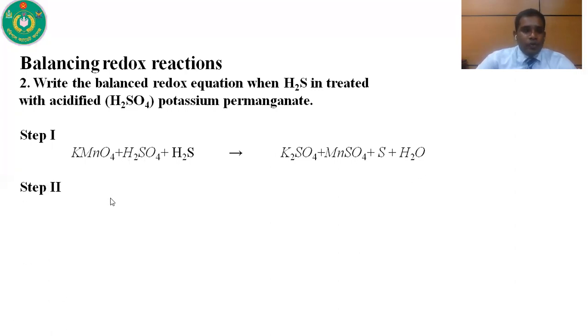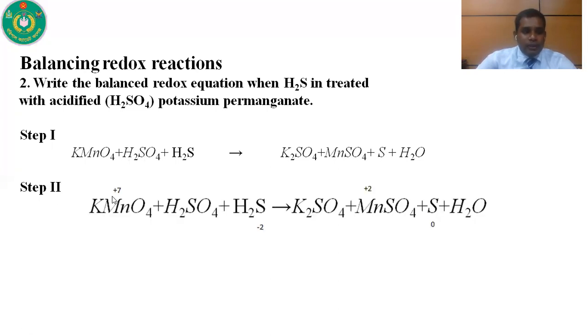In step 2, we need to find out the change of oxidation number of the atoms or ions present on the reactant side and on the product side. You can see that in potassium permanganate, the oxidation number of manganese is +7, and in the product, the oxidation number of manganese is +2. So the oxidation number changes here. Again, in hydrogen sulfide, the oxidation number of sulfur is -2, but in the product, the oxidation number of sulfur is 0. So here also the oxidation number changes.